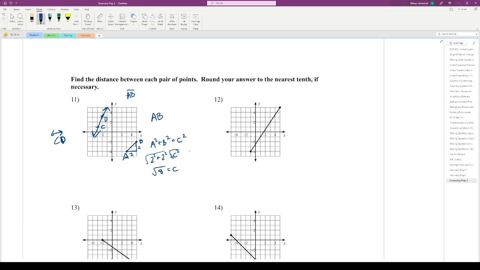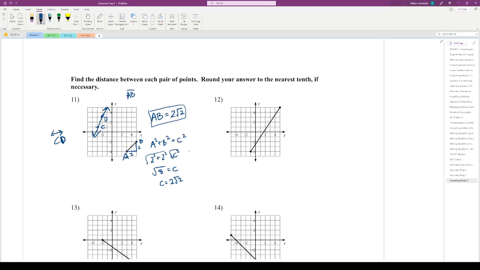And I know I can simplify this because there's a pair of 2's in there. So my distance is 2 times the square root of 2. So I would say AB equals 2 root 2, and that's how long that segment is. So if you see anything about distance, it's really just the Pythagorean theorem. It's just rebranded a little bit.